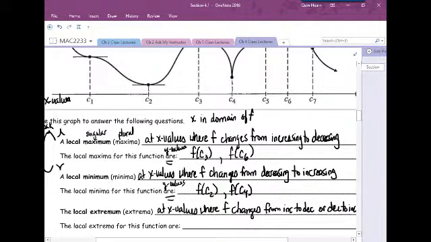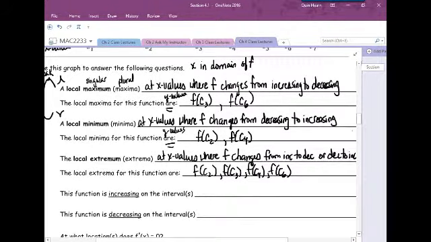So the local extrema for this function are all the ones we've already listed: f of C2, f of C3, f of C4, and f of C6. So it's just lumping together max and min. Now notice how important it was in identifying the max and the mins whether the function was increasing or decreasing. Increasing means going up from left to right. Decreasing means going down from left to right.